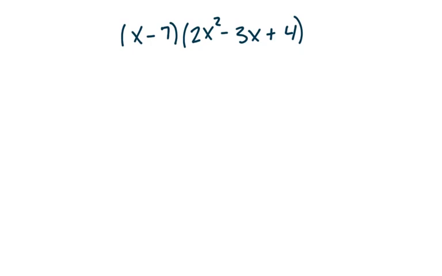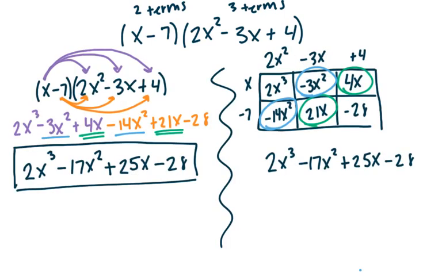In this next example, we have two terms being multiplied by three terms. The idea is exactly the same. We are either going to use the distributive property and distribute it all out, or we are going to use the box and multiply it all out. I want you guys to pause the video and try it on your own, and then check your answer, and I will show work for both of them. So here is the final answer using both methods.